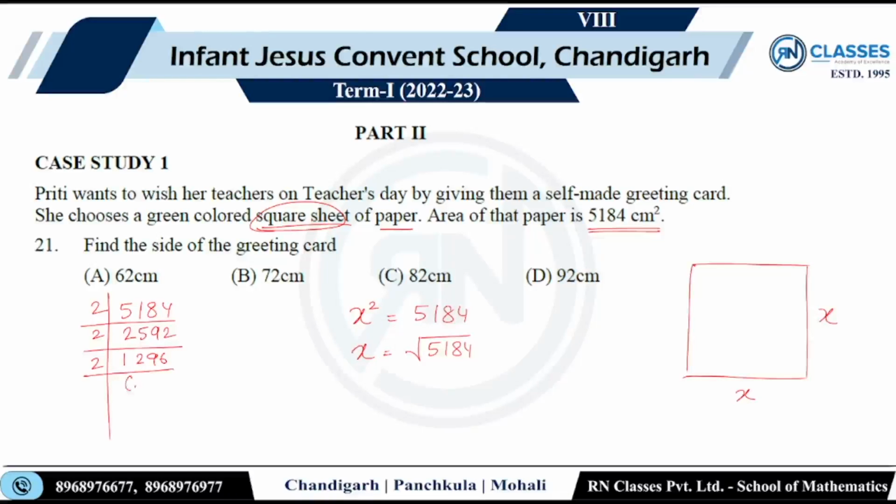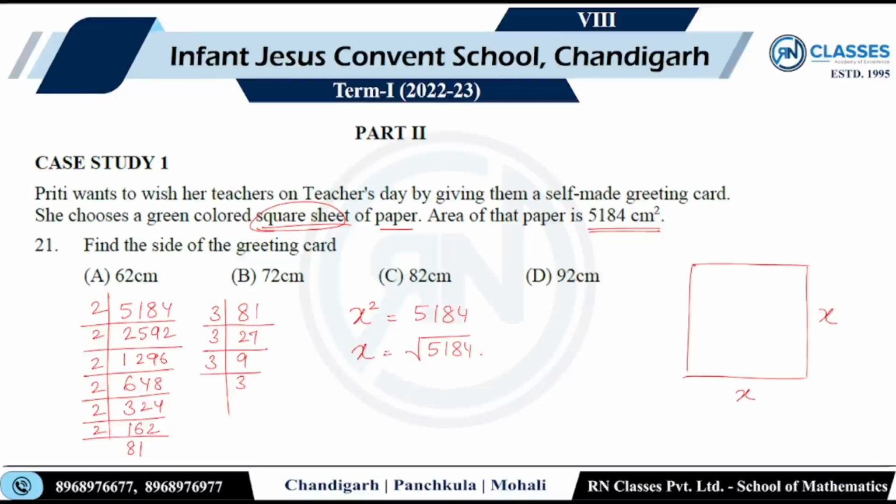It would be 648. Again it is divisible by 2. It will be 324. Again divisible by 2, which would be 162. Again divisible by 2, it would be 81. Okay, let's look at 81 separately because space was finished on that page. So 81 is divisible by 3, 27, again 3, 9, again 3.